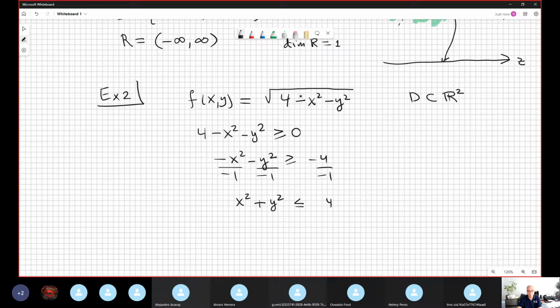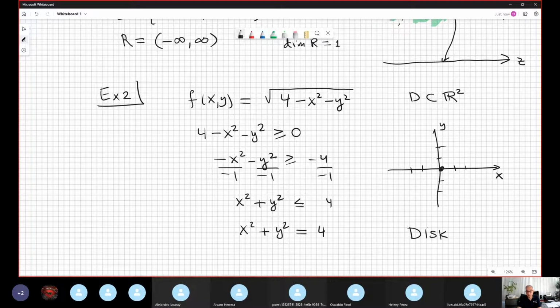Our domain is this. You understand this like an equation, temporarily forgetting the less than. This is the circle with center at the origin and radius 2. It's a circle. But when you consider less than, it's obvious that it is the surface inside the circle, including the circle, because it's equal.